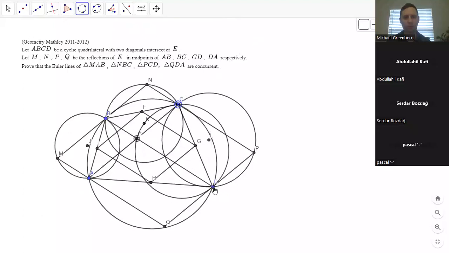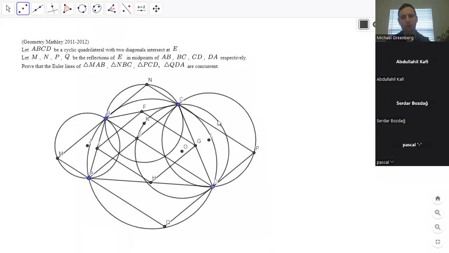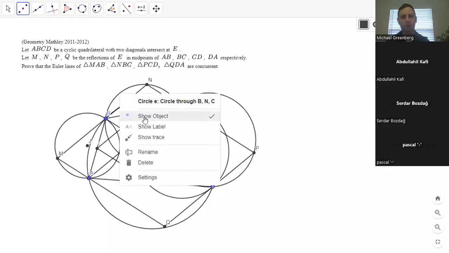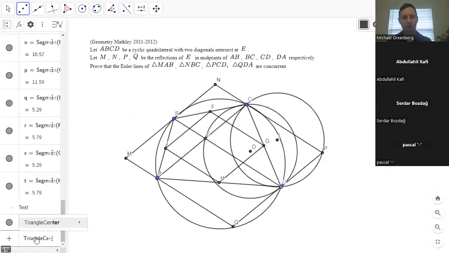So the center of this circle, is that obvious that that's true? I can prove it if you draw. Can you draw the orthocenter and circumcenter of ECD and CDP? Let me delete the others just to make it easier. Okay, so I'll draw the orthocenter of ECD. And then the orthocenter of PCD.